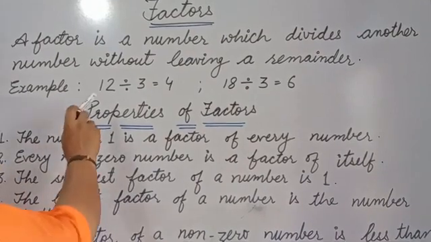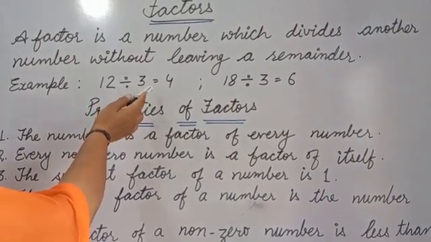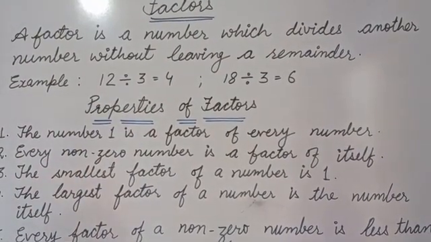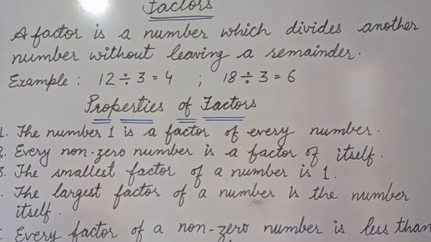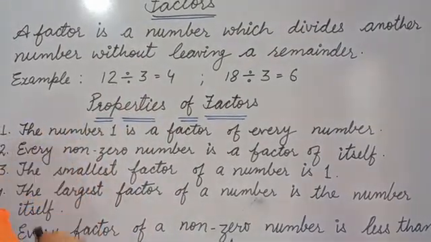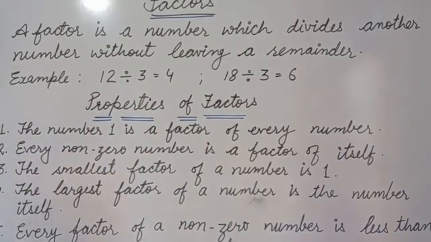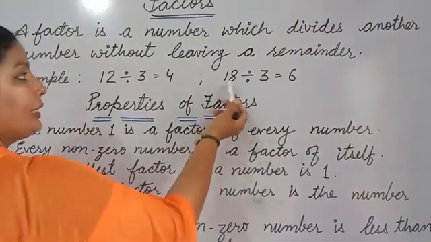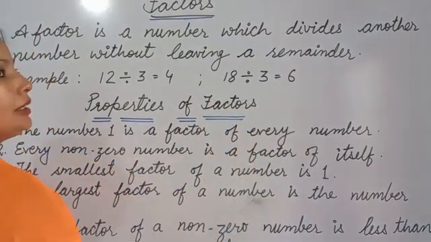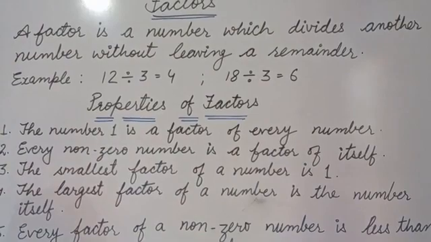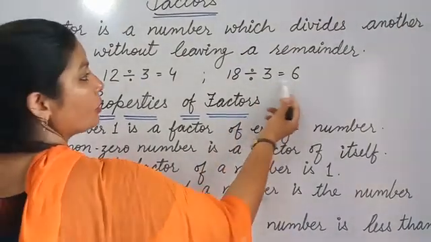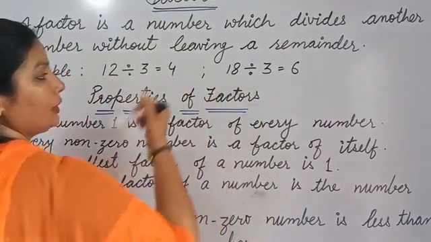For example, 12 divided by 3. The answer is 4. When we divide 12 by 3, we get the quotient 4 and remainder 0. That means 3 and 4 both are factors of 12. Another one, 18 divided by 3. We get the quotient 6 and remainder 0. That means 3 is dividing 18 completely, so 3 and 6 both are factors of 18.